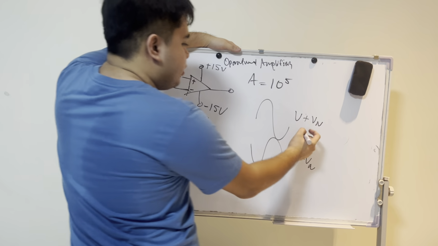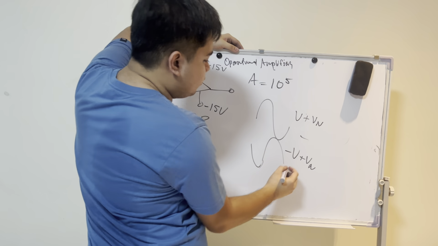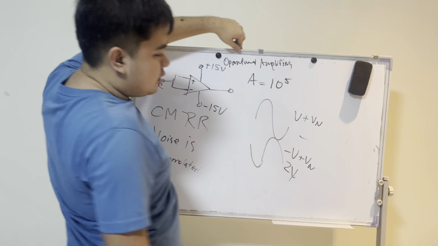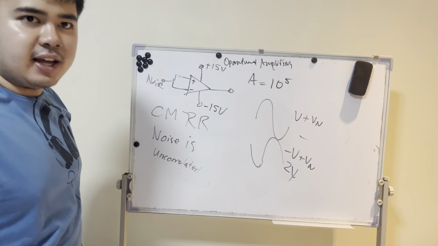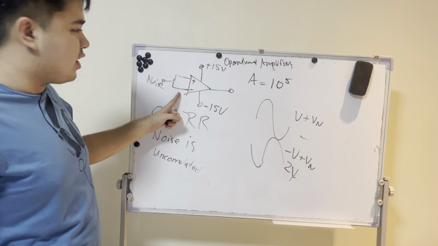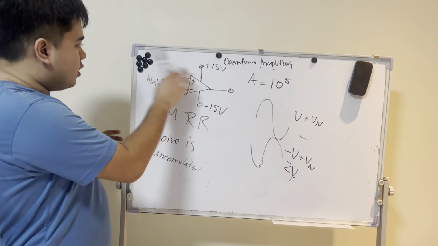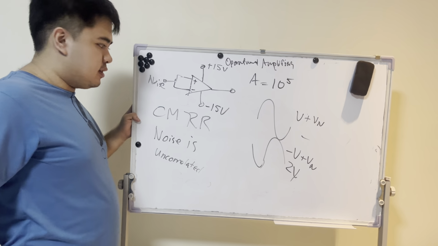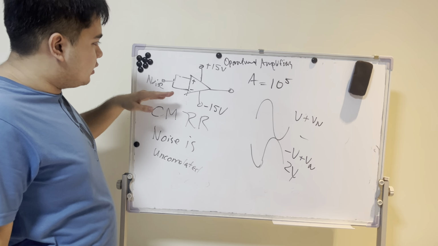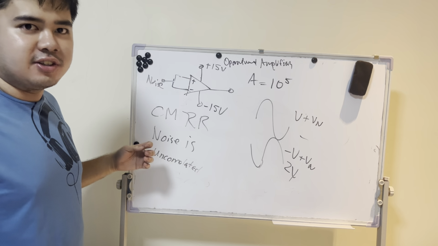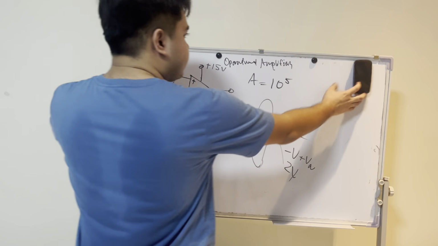If we then subtract these two together, we get 2V, but Vn minus Vn is 0. And that is the reason why we have a differential input here. The noise cancels out on both sides. And how effective that noise is at being cancelled out is the common mode rejection ratio.